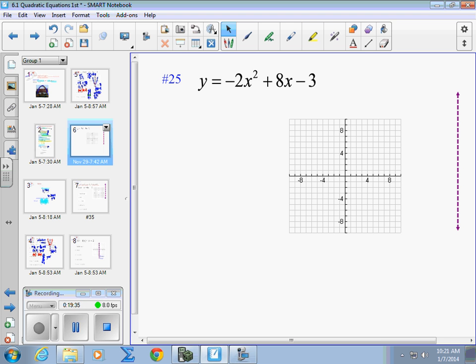Does the curve face up or down? It faces down because a is a negative number. So it has a maximum value. The maximum or minimum value of a parabola that faces up or down is always the y value of the vertex.